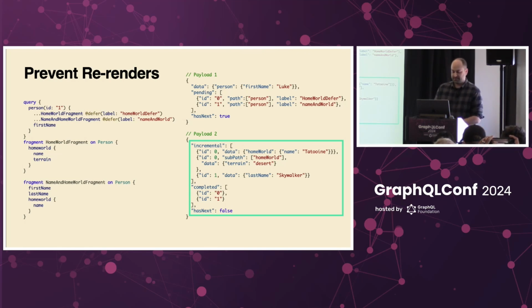And so this response format can help with that because we allow batching multiple defers into the same payload. This is the same example from before, but this time we returned all the data for both deferred fragments in the second payload. And now the client code only needs to re-render the UI once. So the response format's flexible. Any number of defers can be completed in the same payload, and the completed array will always let you know which deferred fragments were completed, making it easy for your GraphQL framework to re-render the appropriate UI components.